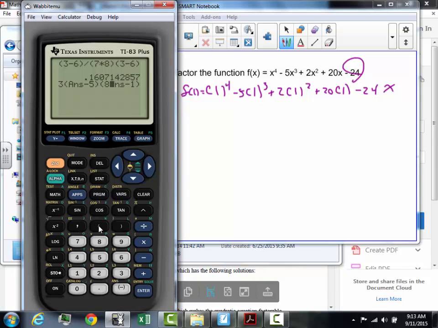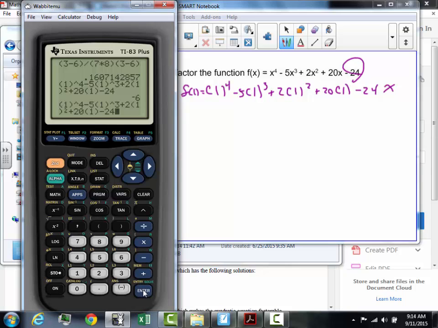So, here's what I might do. If I just tried doing 1 to the 4 minus 5, 1 to the 3 plus 2, 1 squared plus 20, 1 minus 24, that didn't work. Here's a trick. If you don't have a calculator that literally lets you go back up, go second, enter, and it's going to pull up the previous line of work.